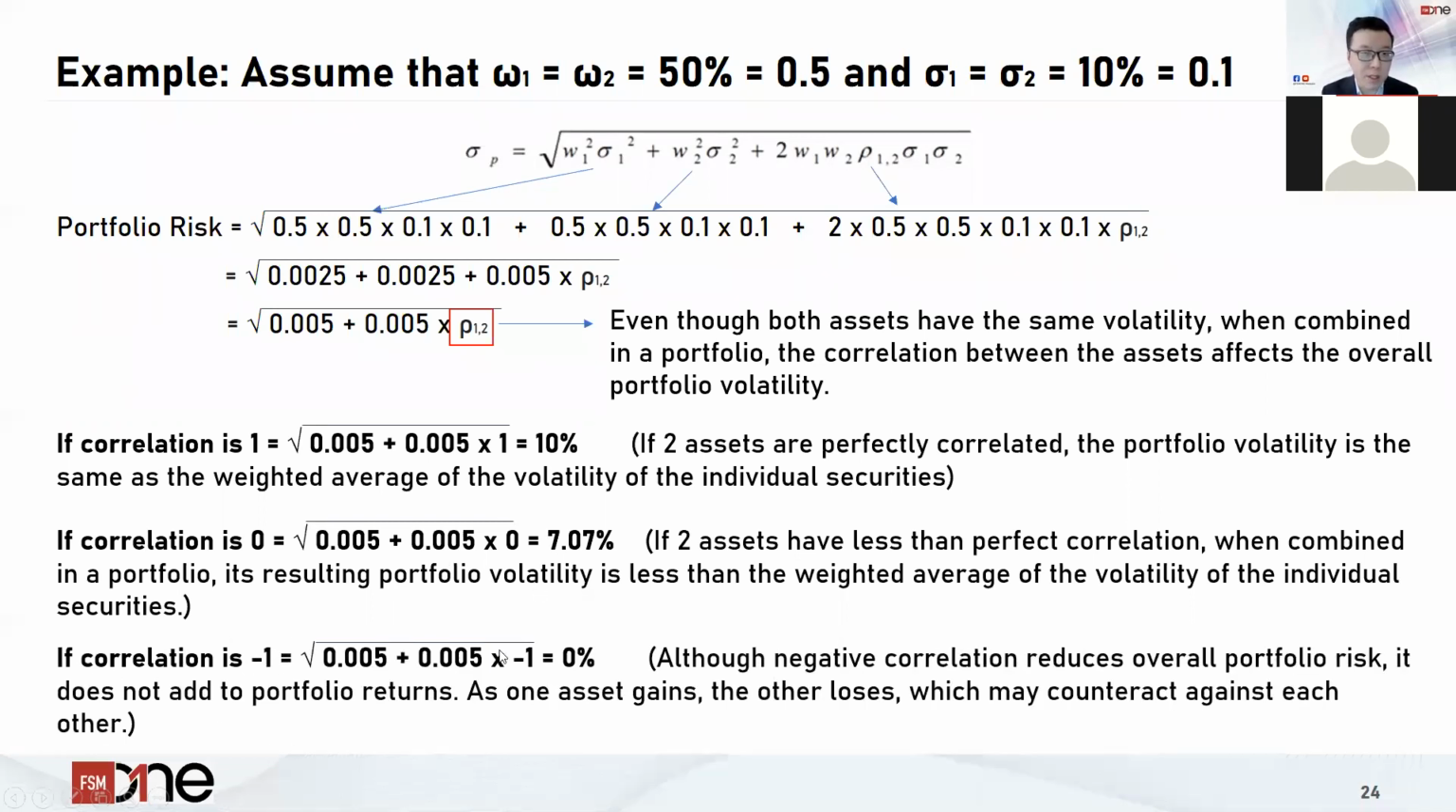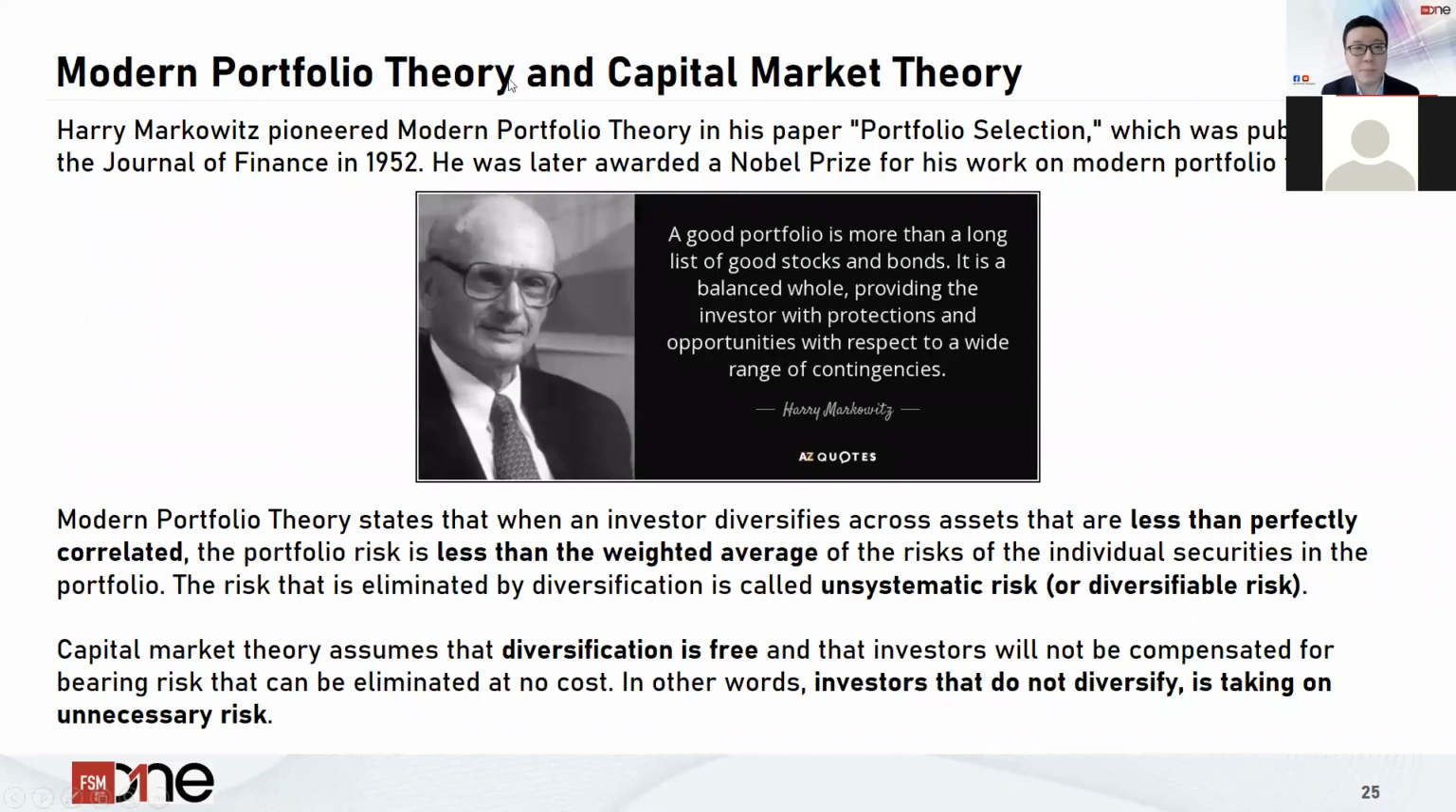Lastly, if it's -1, they counter one another, so the portfolio vol is 0. One goes up, the other goes in exactly the opposite direction, with exactly the same magnitude. They just counter one another. There's no portfolio vol, but you also don't get any returns, so there's no point. So what we want to put in our portfolio are assets that are less than perfectly correlated, as close to 0 as possible. This is based on the modern portfolio theory and capital market theory.